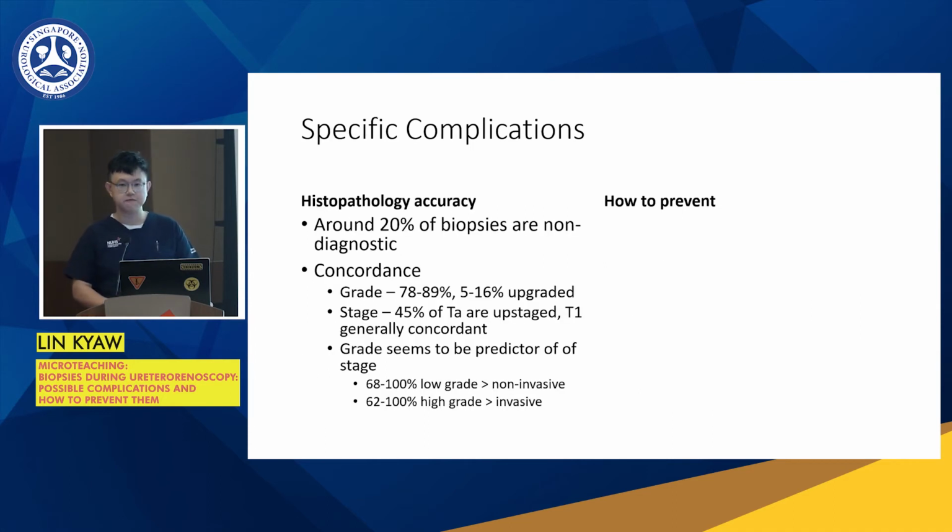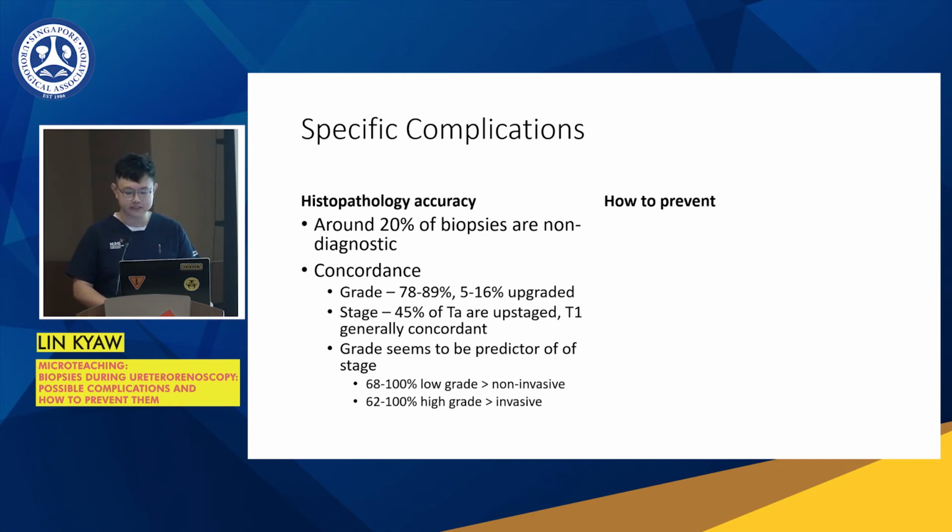Now, moving on to the specific complications, there are 2 specific complications related to URS biopsies which I want to highlight. The first one is not specifically a complication, but it is one of the main problems encountered in these biopsies, and it is essentially the accuracy of these biopsies in relation to the actual specimen in RNU. First off, around 20% of all ureteric biopsies are actually non-diagnostic. Among those that are diagnostic, when compared to the final nephroureterectomy specimen, around 5 to 16% upgrade from a low grade to a high grade disease.